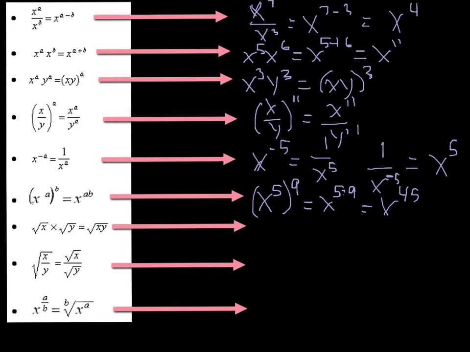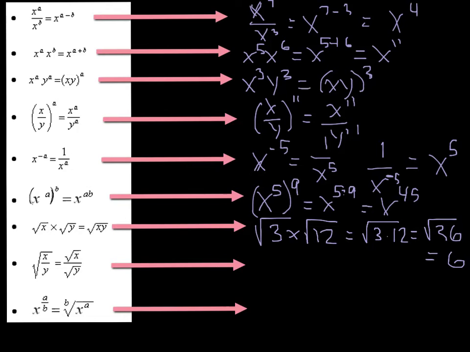Now, if both have the same square root, I can combine them into one. That's very closely related to some of the other rules, because that square root is a 1/2 power. So if I had, say, the square root of 3 times the square root of 12, well, that's the same as the square root of 3 times 12, or the square root of 36, which is just 6. The same thing is true for division, as you can see.